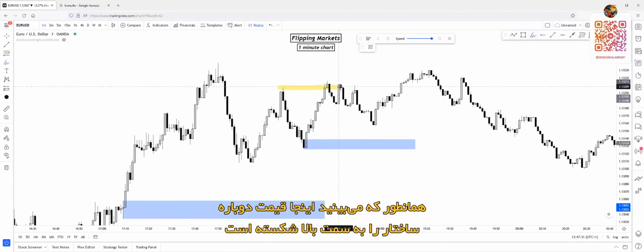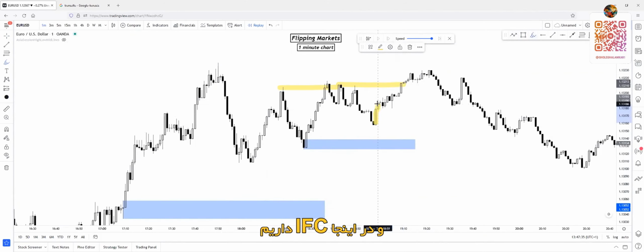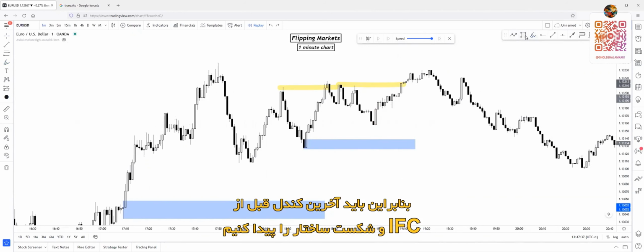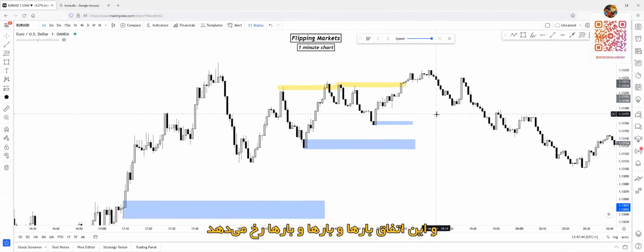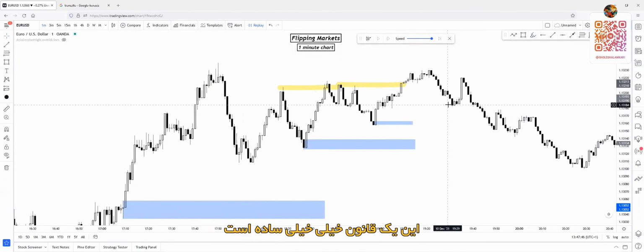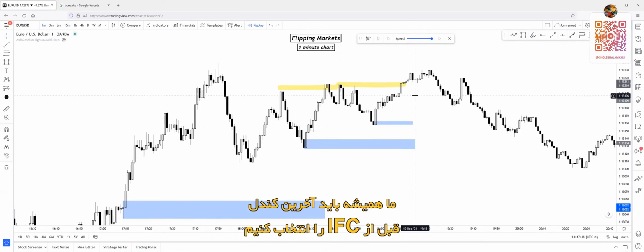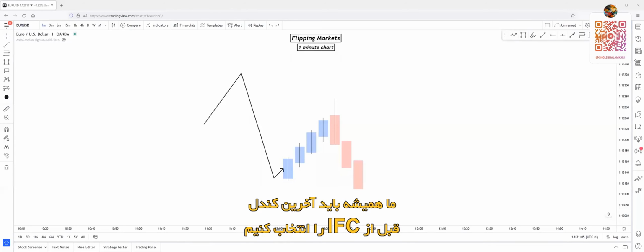As you can see, price broke structure to the upside here again. And we have inefficiency here. We have to find the less recent demand zone before the inefficient push and break of structure, which will be this one. And this goes on and on and on again. This is a really, really simple rule. You will always have to find the less recent candle before the inefficient push.